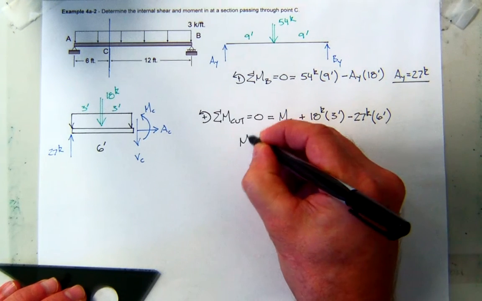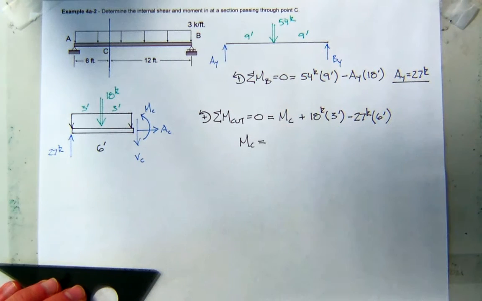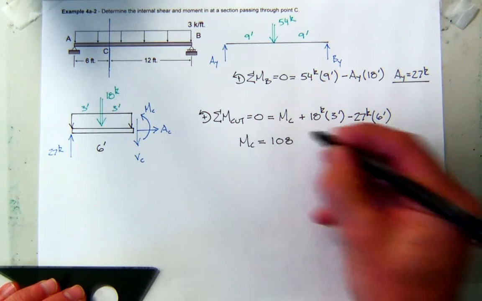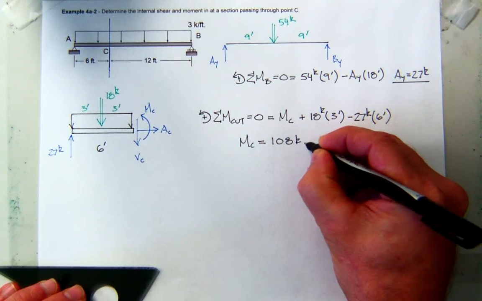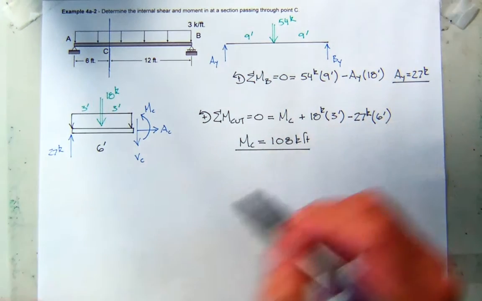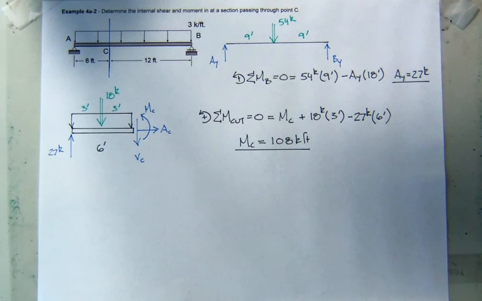So let's solve for the moment at C. It looks like it's going to be positive. I don't know what the value is going to be. What is the value? 108? Exactly? Yes. Oh, cool. 108, that's a magic number. Pretty cool, huh?